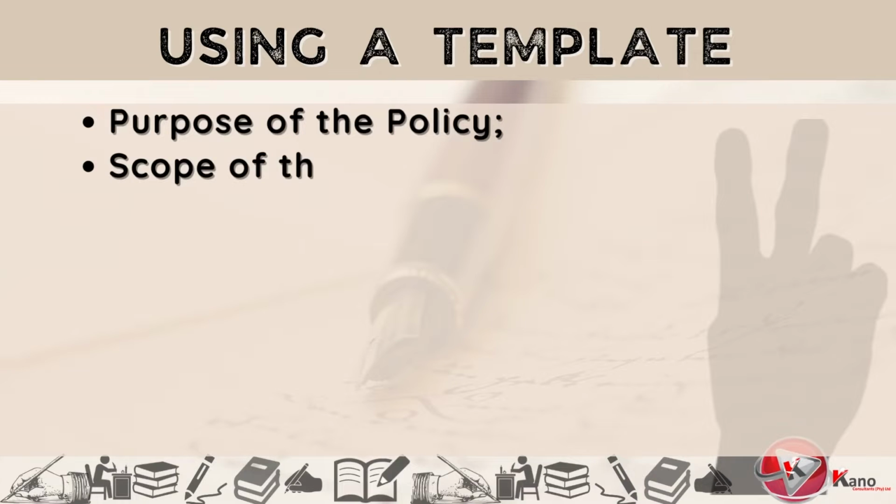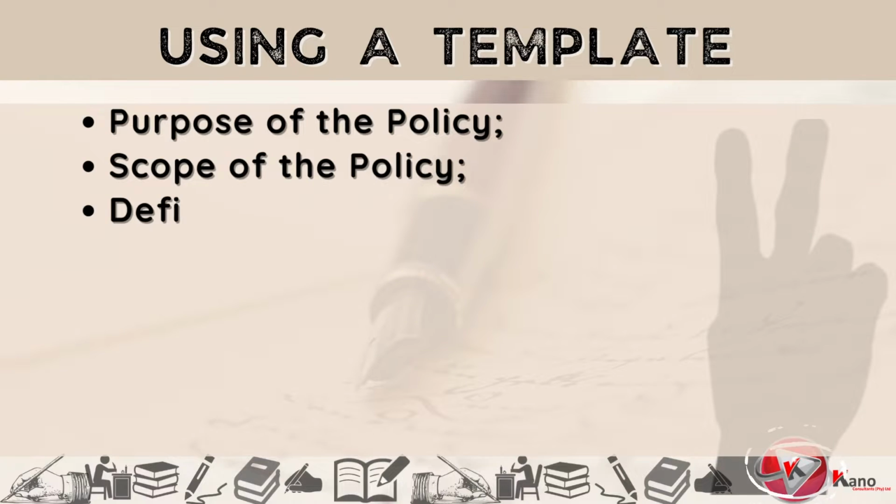Then, the scope of the policy. This is where the policy identifies specific areas which will be covered, including stakeholders that will be affected by the policy. It may give preferential treatment to certain groups of people, and may exclude certain people or actions.